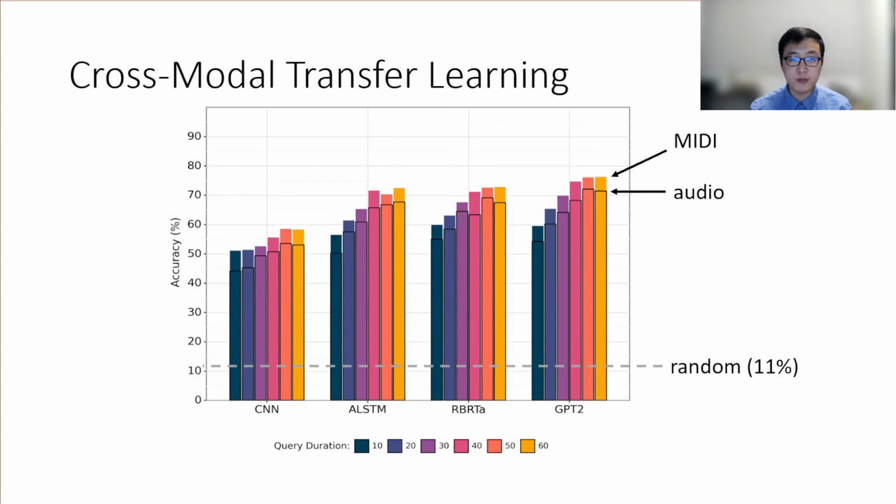This figure shows the cross-modal transfer learning results with the same 4 model architectures and 6 different query directions. The color bars indicate performance on MIDI queries, and the black horizontal lines indicate performance on audio queries. We can see that transfer learning is highly effective across modalities, far surpassing random guessing.